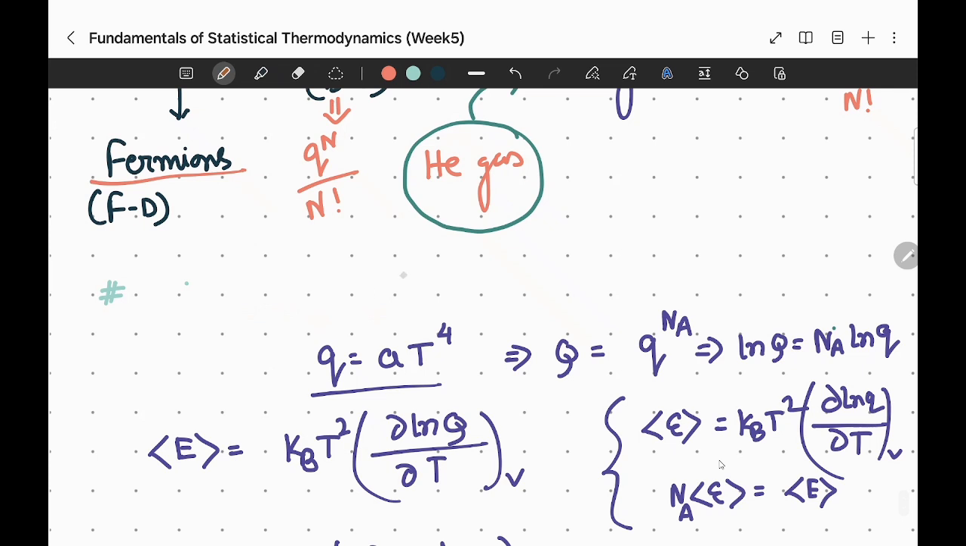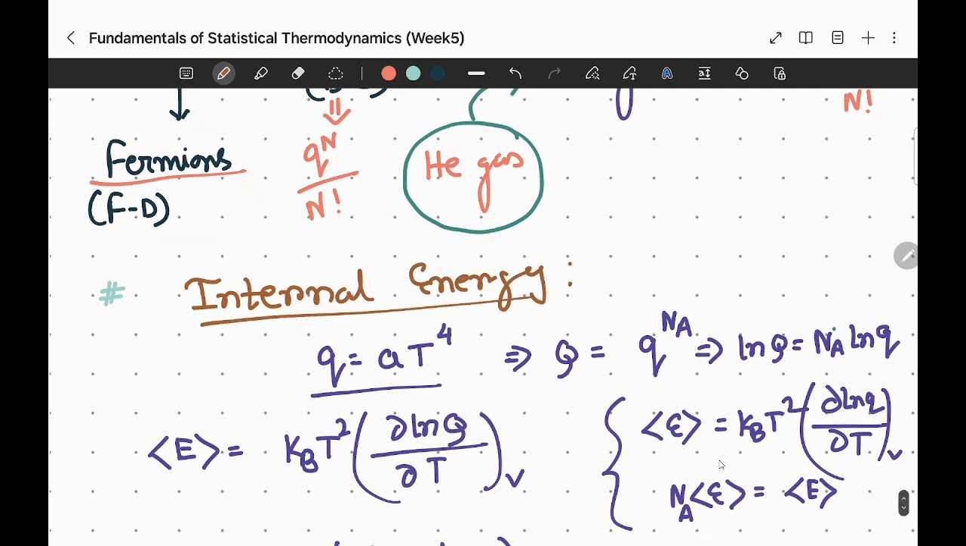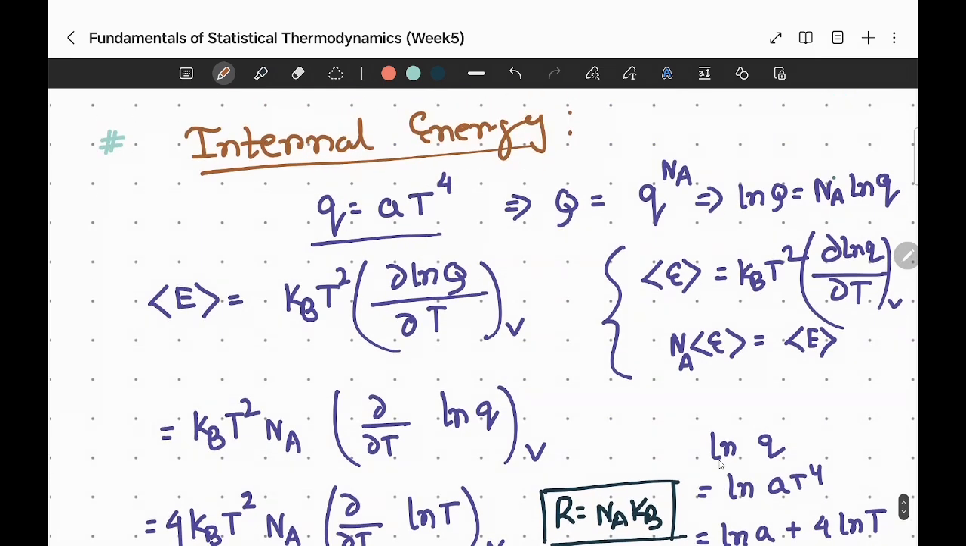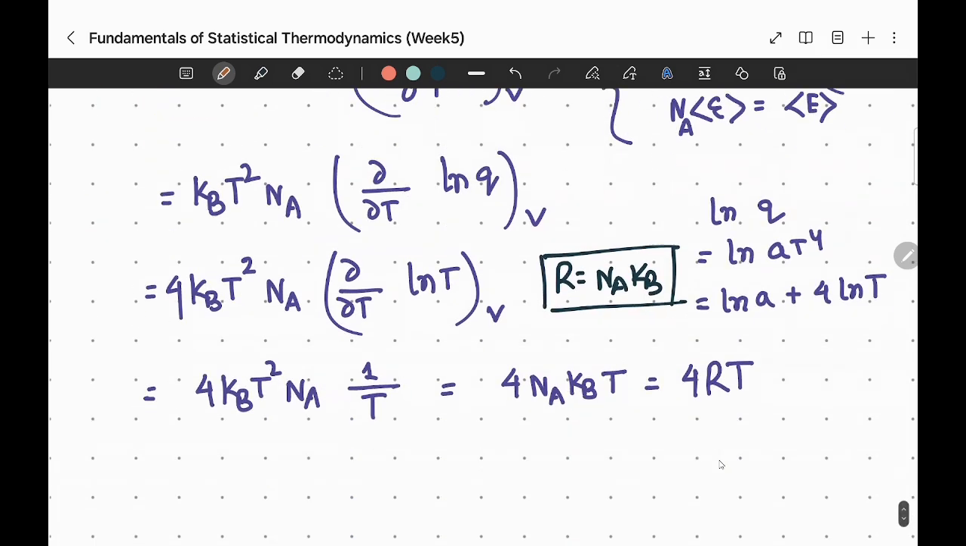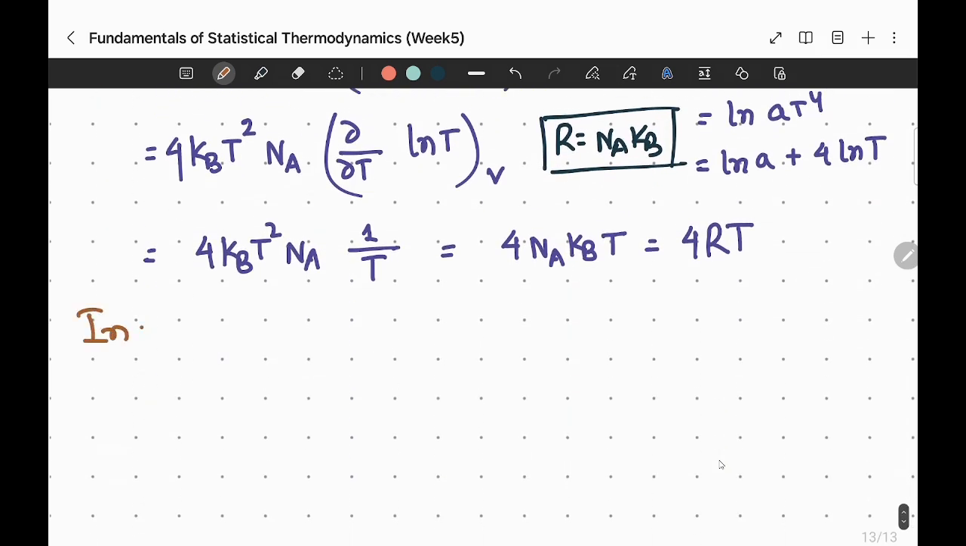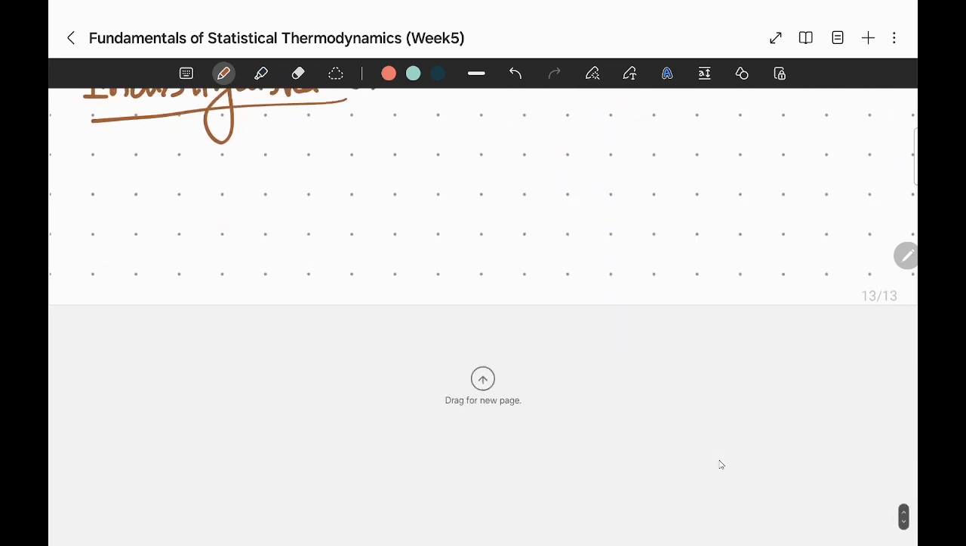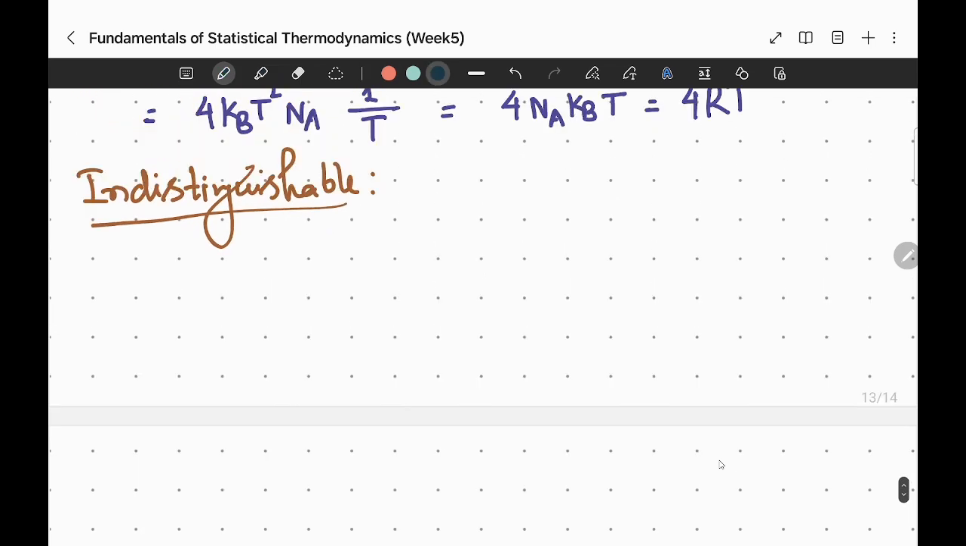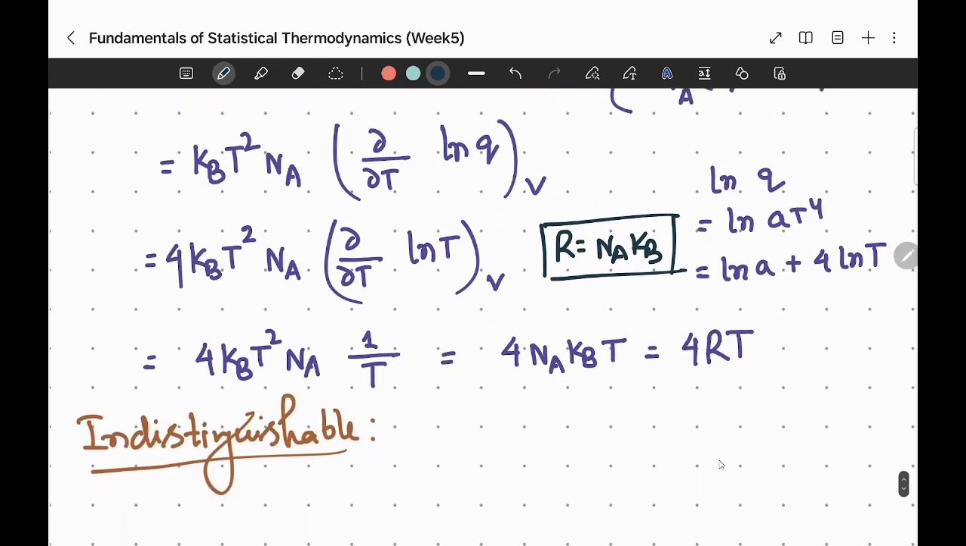First, let me write the heading: internal energy. Now considering distinguishable, we did this. These are considering distinguishable. Now if the molecules are indistinguishable, then what will be the changes? There will be N factorial divided in this. Yes, so you can directly do it. Okay, let me do it.